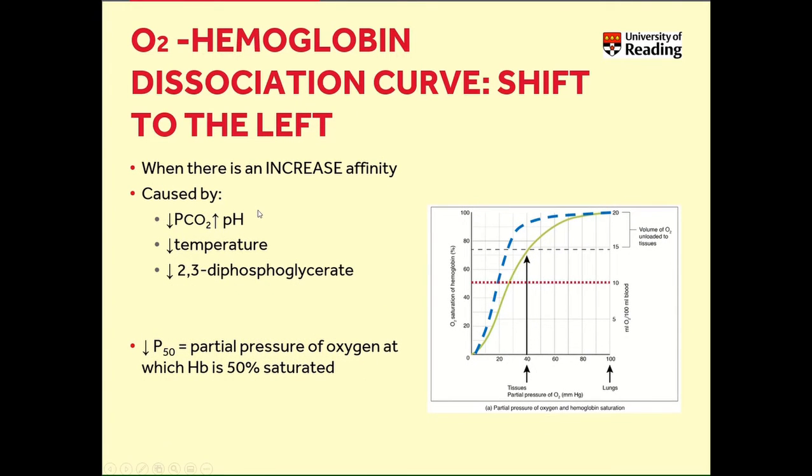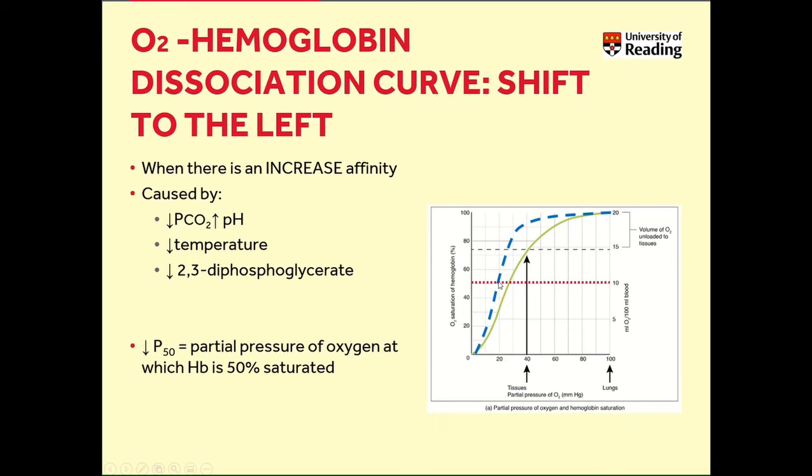Obviously, if you have a decrease in the partial pressure of oxygen, an increase of pH, a decrease in temperature, and a decrease of 2,3-diphosphoglycerate, you can have an increase in affinity of hemoglobin for oxygen, and therefore you will have a shift to the left of this dissociation curve, shown in here in light blue. And obviously, you will have a decrease in the P50, so a decrease in the partial pressure of oxygen at which hemoglobin is 50% saturated.